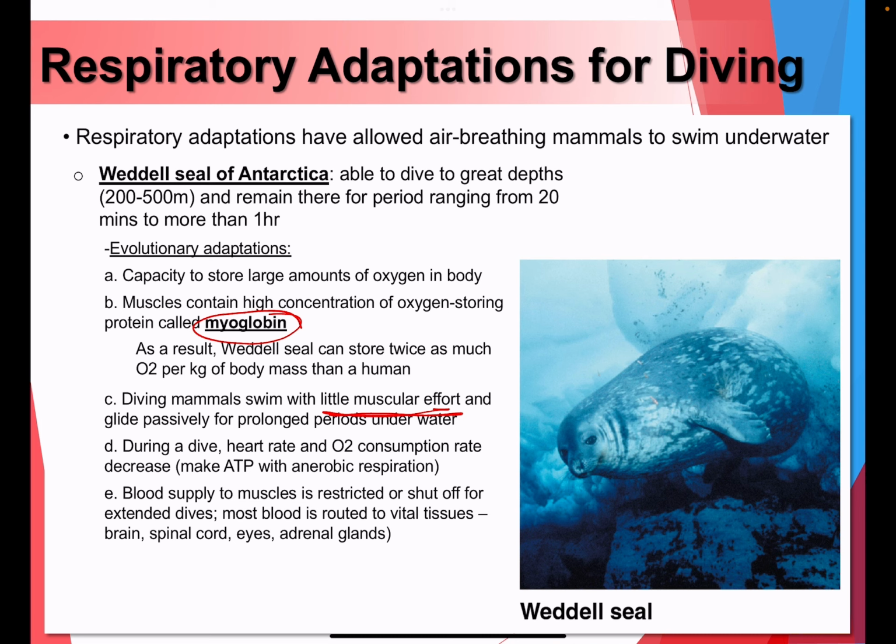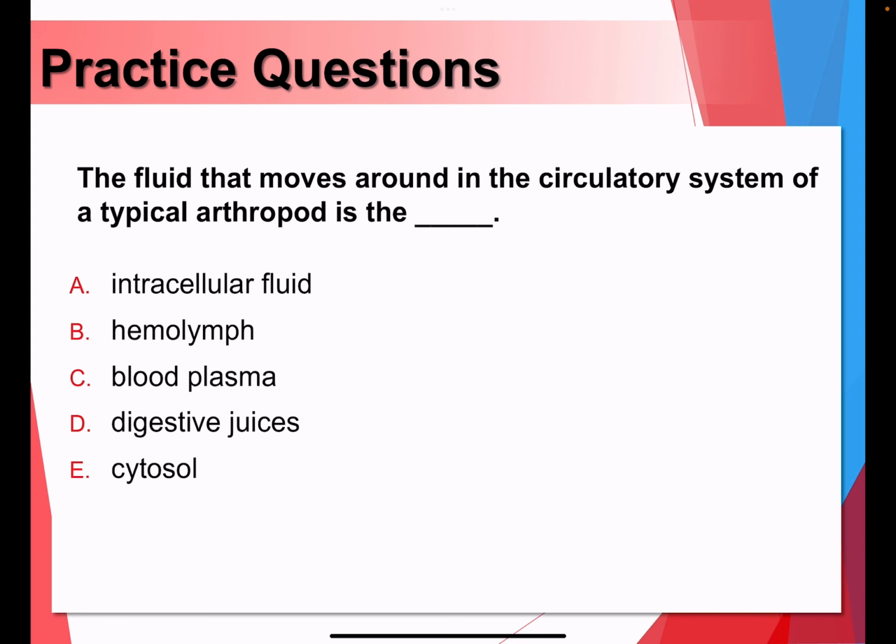Blood supply to the muscles is either restricted or completely shut off for extended dives in these diving animals, so that you don't need to move those muscles as much because, like I said, you don't do a lot of muscle movement. They're just gliding through the water. So most of the blood is then routed to vital tissues such as the brain, spinal cord, eyes, and adrenal glands for their movements underwater.